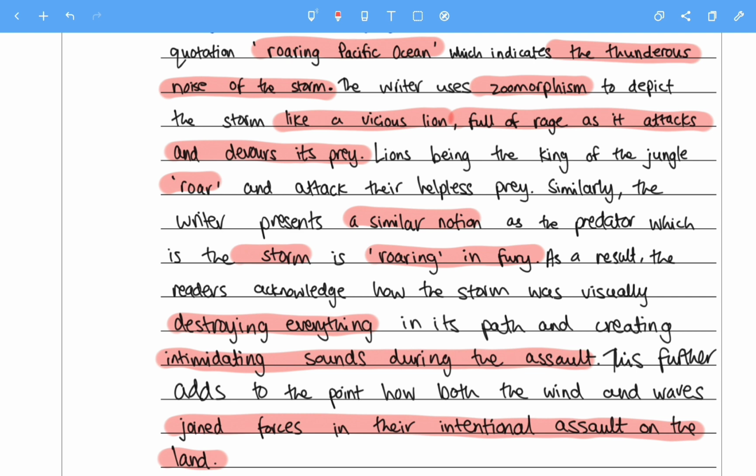Very sophisticated, very perceptive. And this is exactly what you need to show the examiner. You need to impress the examiner and show them you really understand how to effectively analyze language, and not just in a clear manner, but in a sophisticated and perceptive manner.